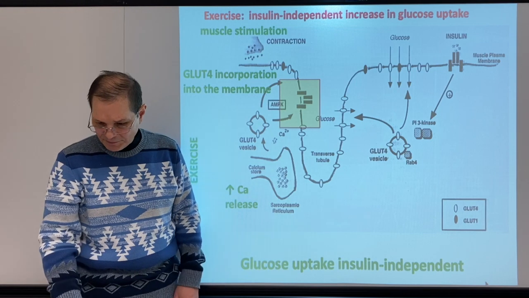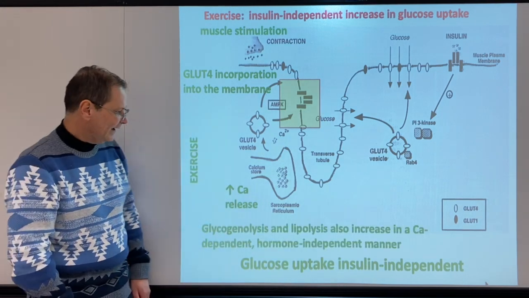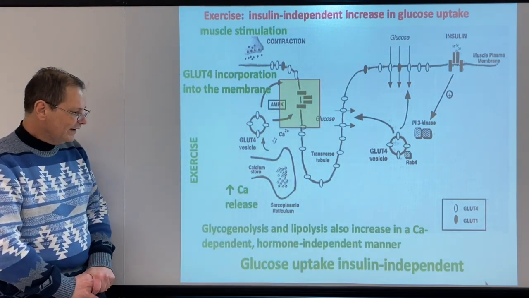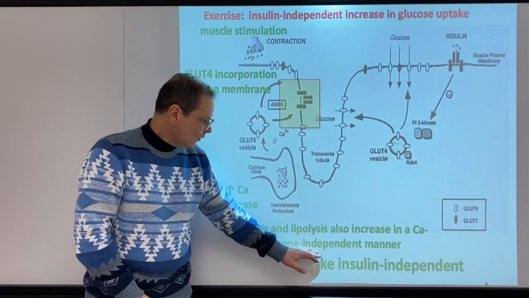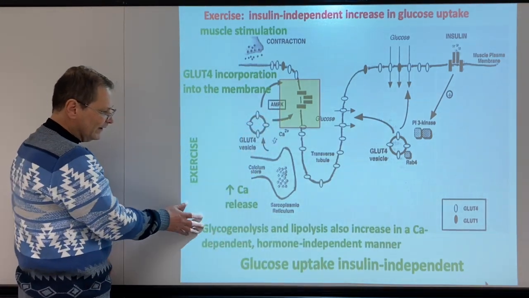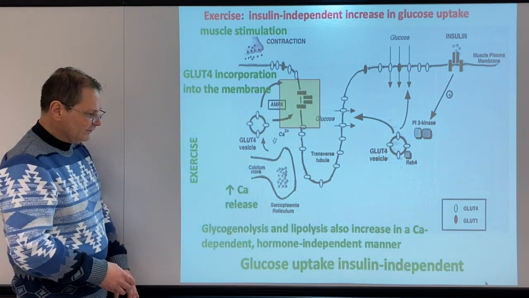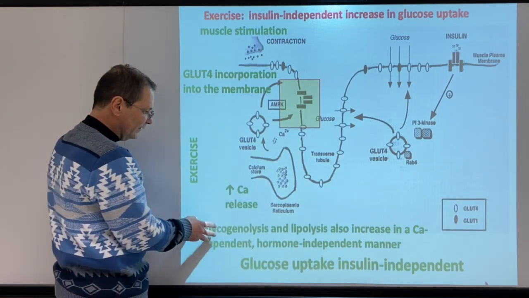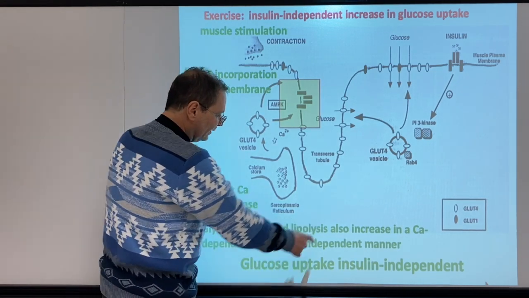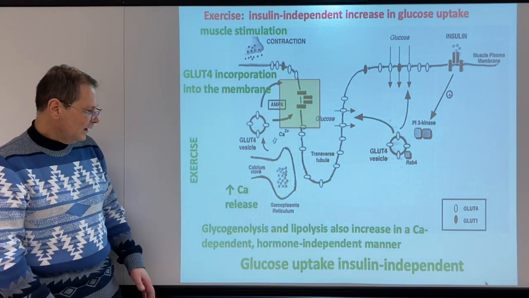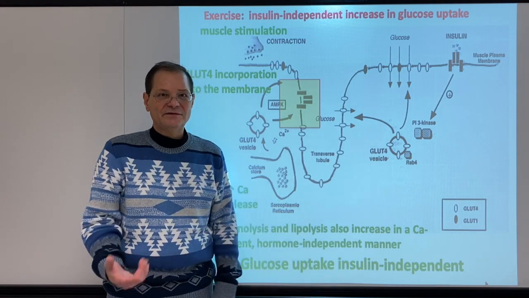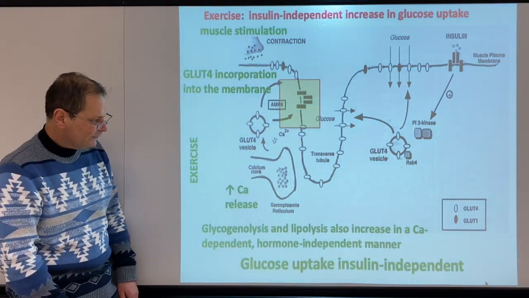There we go. Insulin-independent increase in glucose uptake. And again, glycogenolysis and lipolysis also increase in a calcium-dependent, hormone-independent manner. So in addition to sustained glucose uptake, you're getting more hydrolysis of glycogen to increase cytosolic glucose, and you're getting more lipolysis to, again, maintain glucose levels and increase fatty acids, which can be utilized for substrate as well, okay?